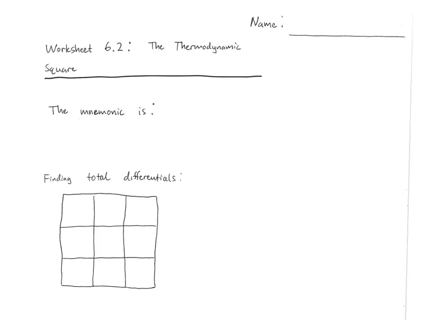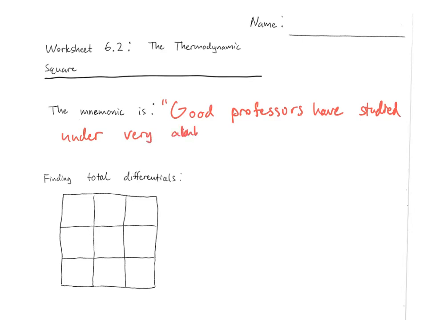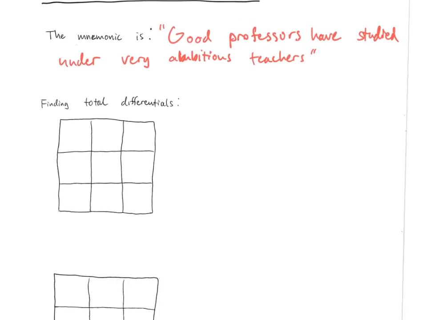Now the way this works is that we use a mnemonic, and what the mnemonic is that we say: good professors have studied under very ambitious teachers. All right, and we use the first letter of this mnemonic to construct the thermodynamic square. And so let me show you how you do that.